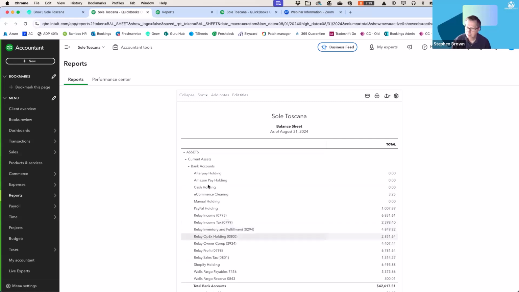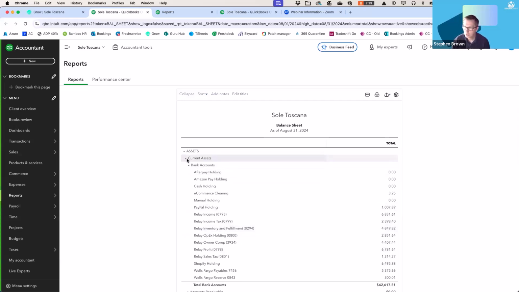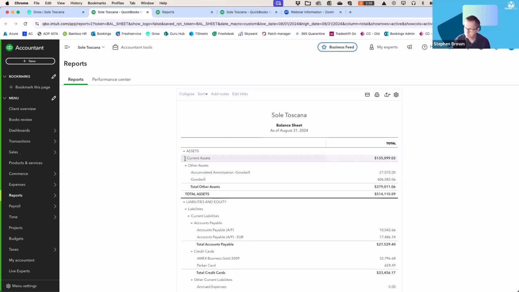So if that looks a little bit confusing, all that is a dedicated bank account for sales tax, and we also have a dedicated bank account for income tax. You'll also see that we have a dedicated bank account for inventory and fulfillment. So we allocate a percentage of sales for inventory and fulfillment purchases.